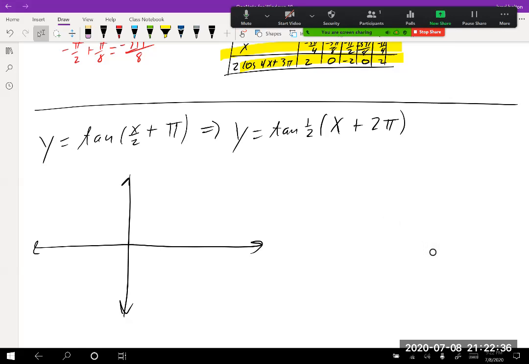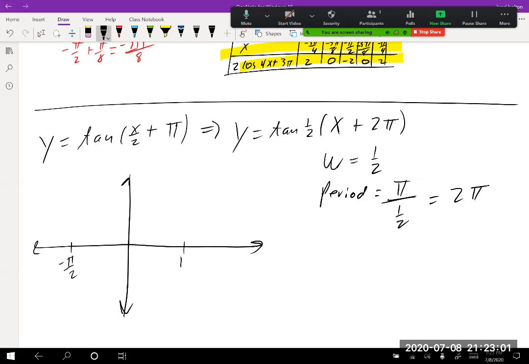Okay, so tangent doesn't really have amplitude, right? We have our omega equal to 1/2. So our period is equal to pi divided by 1/2, which is the same as 2 pi. So that's why it's kind of weird. You'll see in a second. Normally we start here at negative pi over 2 and pi over 2, and then we have an x-intercept here, right?